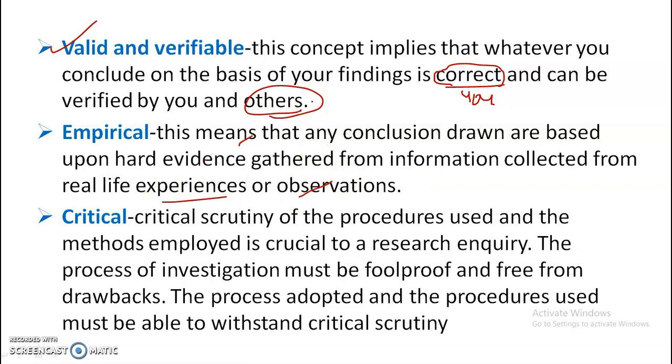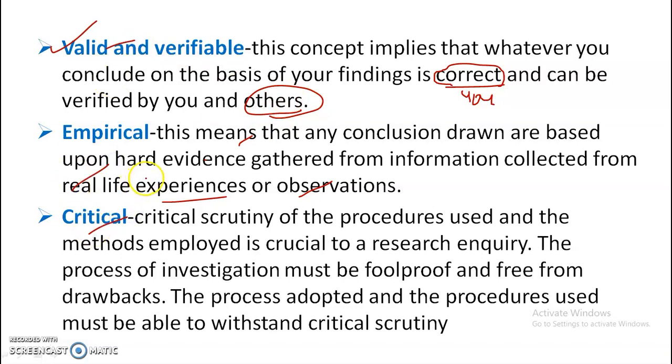Right? That means whatever conclusions you draw are based upon evidence gathered from information collected from real life experiences, your real life experiences, or your friends' real life experiences, or observations. So all these things come under the empirical. Right? And the next one is the critical.